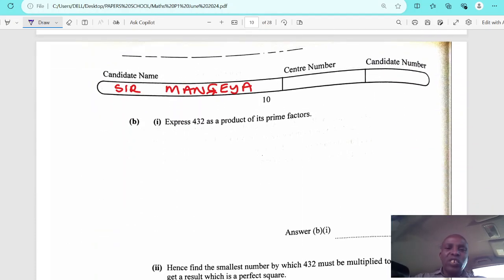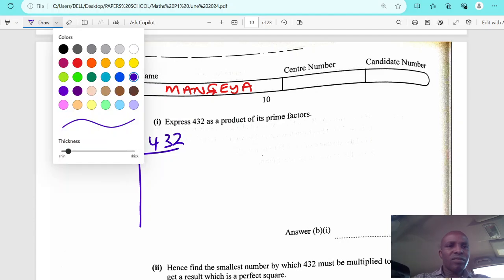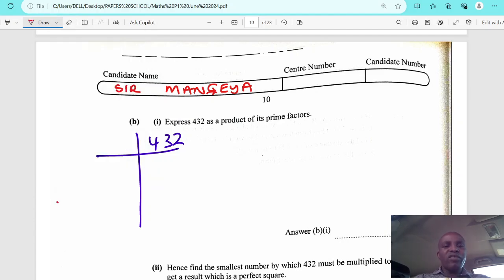Next, express 432 as a product of its prime factors. This one, you just use long division. First, you start with 2. Then 2 into 4, 2. 2 into 3, 1, remainder 1. 2 into 12 is 6. Then by 2 again. 2 into 2, 1. Then 2 into 1 is 0.